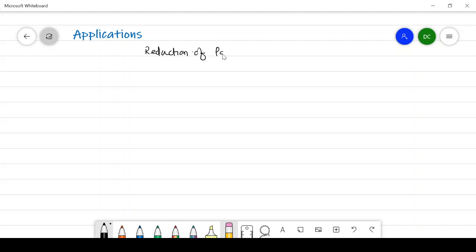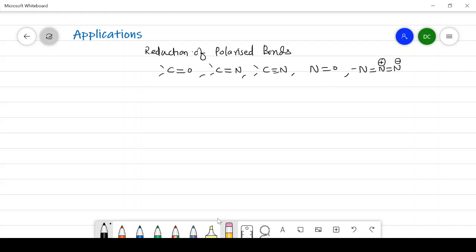a polarized bond, and polarized bonds are nothing but the bonds like carbon double bond oxygen, carbon double bond nitrogen, carbon triple bond nitrogen, nitrogen double bond oxygen, or this type of bond is also going to cleave. It is the azide bond, a positive charge and here there is a negative charge.